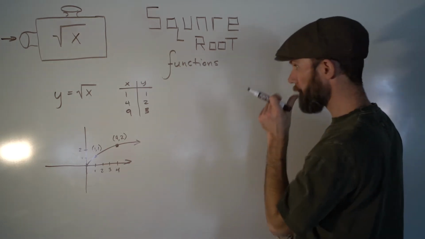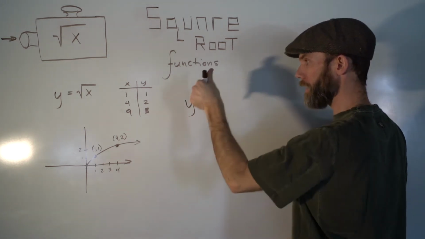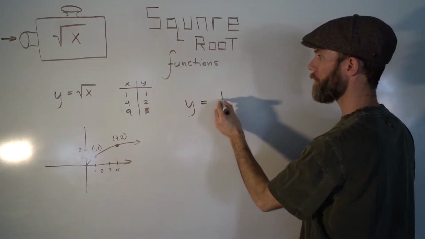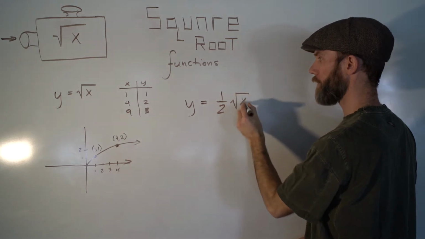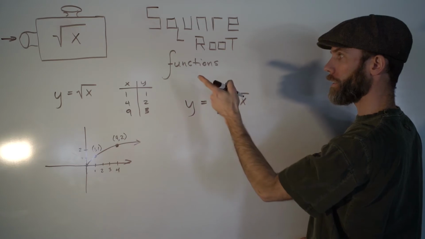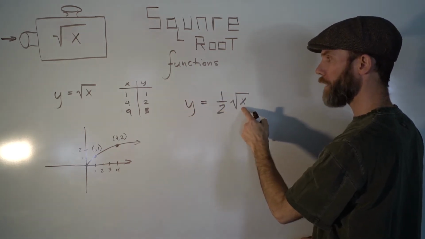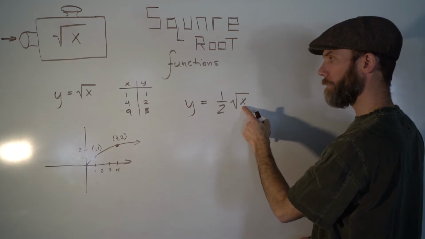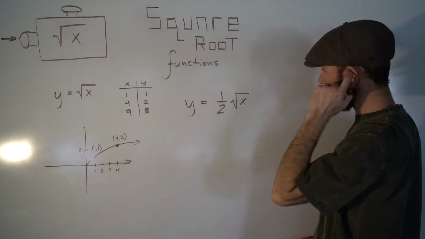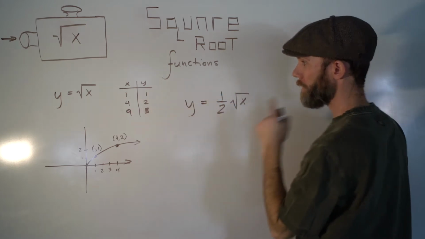Well, if we think about y as the height value, that's an output. Let's say we have y equals half root x. It's a slightly different function related to this one. If I put in a 1 here, well, root 1 is 1. And then I cut that in half. So my output would be half of this here.